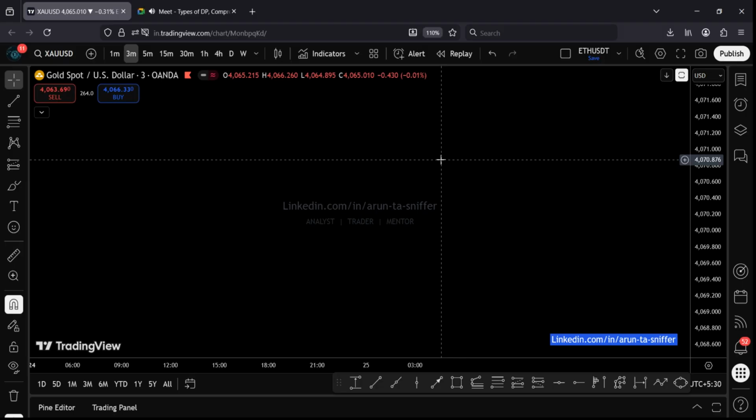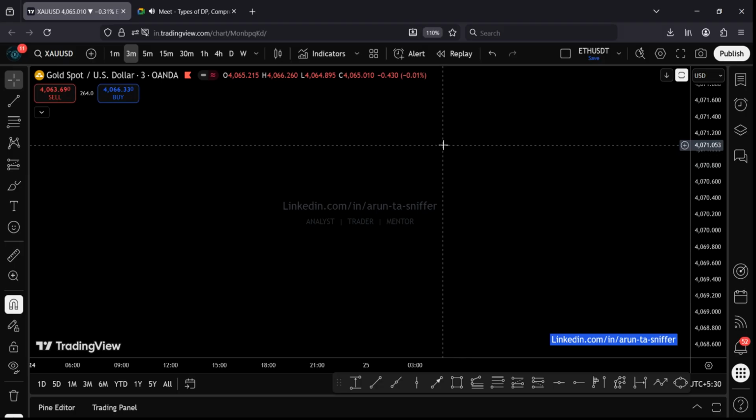We have already discussed DP in the past, and we know DPs are the places, the levels and zones where market makers take a decision. Decision for what? Decision to engulf a level or a zone. Generally we know about only one DP, that is LSK.